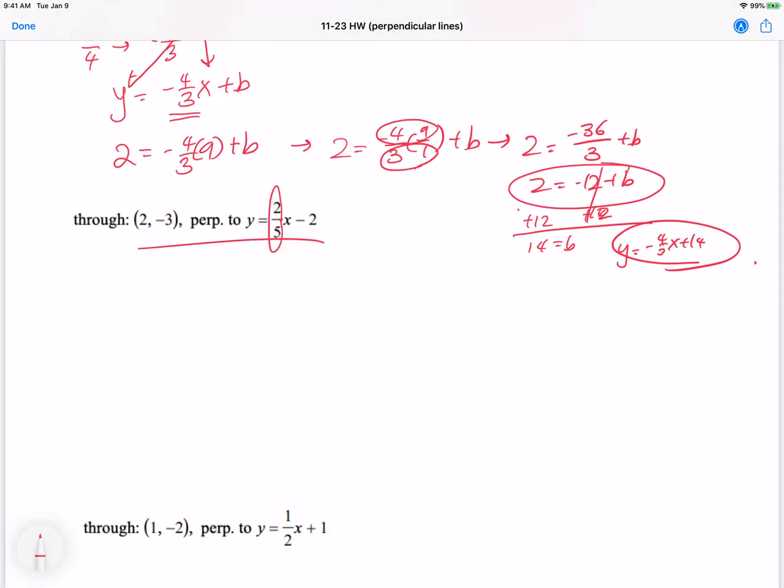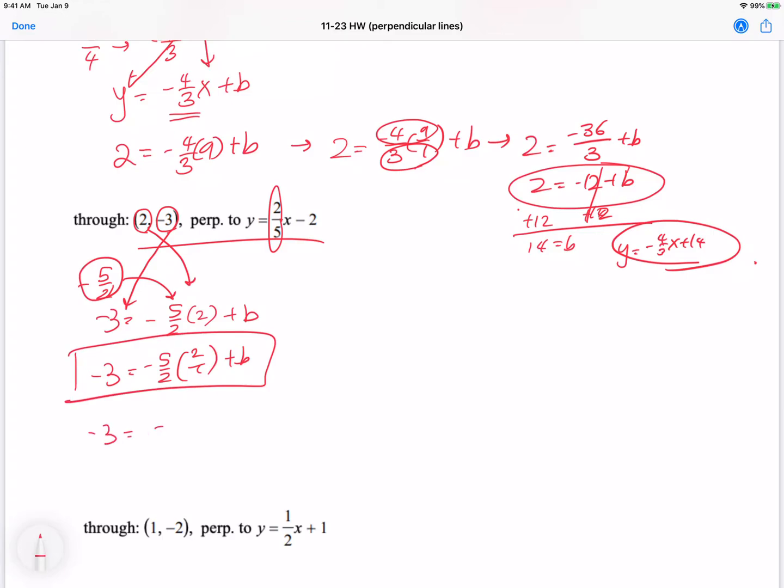For the second one, once again, we're going to take a look at that and convert it into a negative reciprocal slope, negative 5 over 2 times 2 plus b, negative 3. And so negative 3 is equal to negative 5 over 2 times 2 over 1 plus b. Negative reciprocal slope plugged in, x plugged in, and y also plugged in. And so it becomes negative 3 equals negative 10 over 2 plus b. This becomes negative 5. Add the 5 on both sides of the equation, and you're going to get 2 is equal to b.